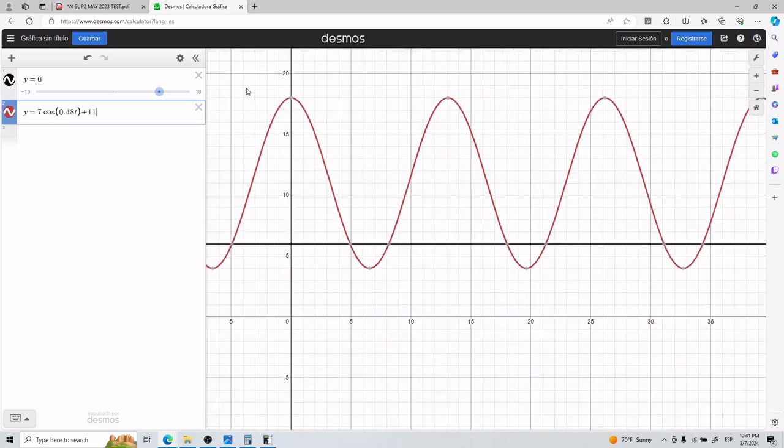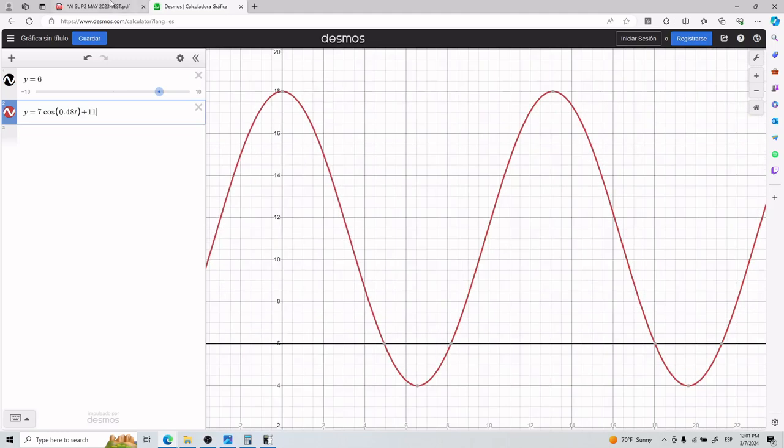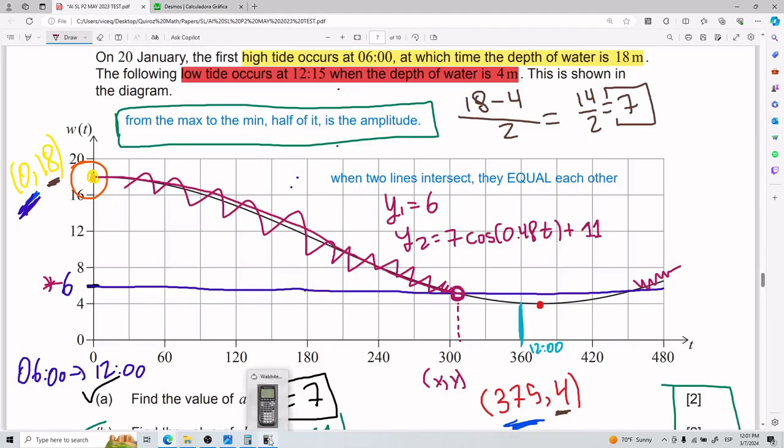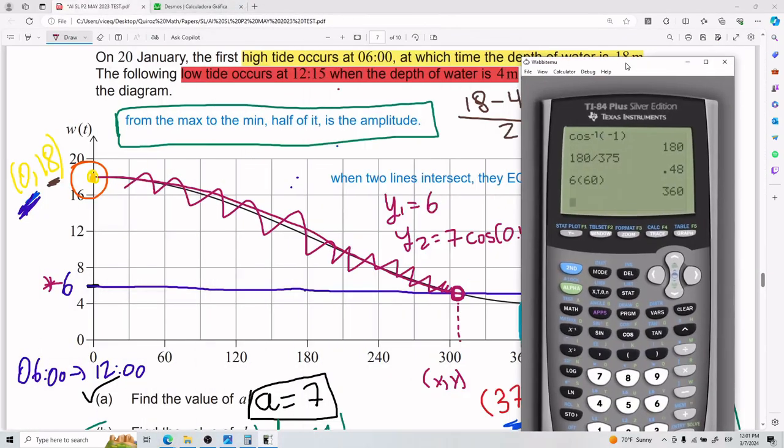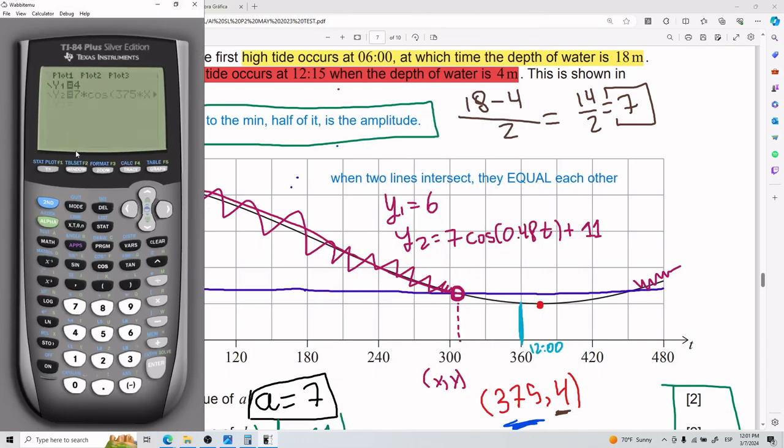Now, of course, you're not going to have decimals the day of the test, but you're going to have something a little better: your graphing calculator. So y1 we can make it 6. Y2 we can make it our equation, which is 7 cosine 0.48, my variable t. In this case, I press the variable button, I get x, plus 11. So if you go ahead and graph, well, there's my 6.